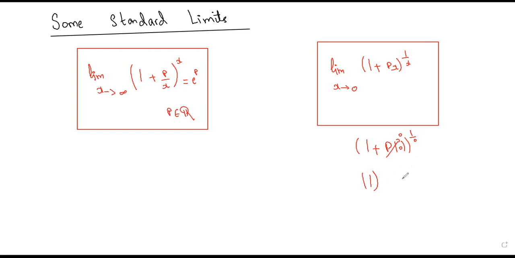Anything divided by 0 is infinity. So this is again the same indeterminate form which we were getting for the first part as well. And the answer is going to be e to the power p again. So for this, p could again be any real number.